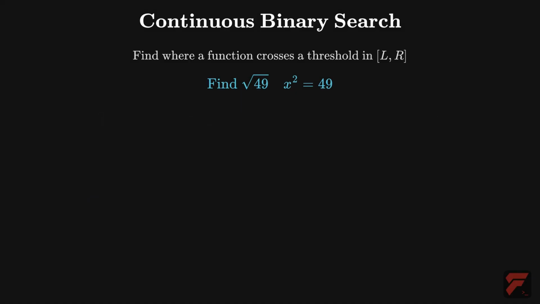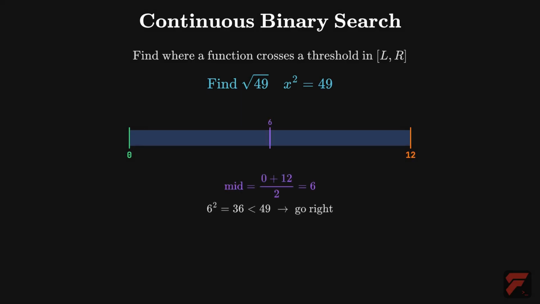Let's find it. Interval 0 to 12. Mid is 6. Is 6 squared at least 49? 36. Not enough. So we set L to 6. Notice that it's not mid plus 1. On real numbers, there's no next value. The interval just shrinks smoothly.